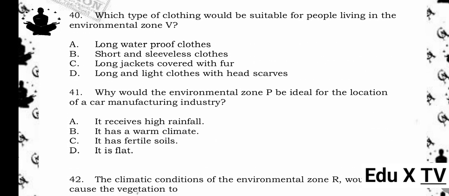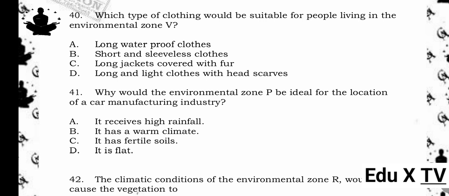40. Which type of clothing would be suitable for people living in the environmental zone B? A. Long waterproof clothes. B. Short and sleeveless clothes. C. Long jackets covered with fur. D. Long and light clothes with head scarves. The answer is D. Long and light clothes with head scarves. Reason being, Zone B is hot and dry, so people need to protect themselves from the sun and heat. Light clothing and headscarves offer cooling and sun protection.